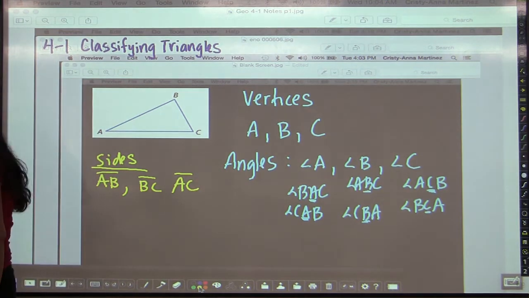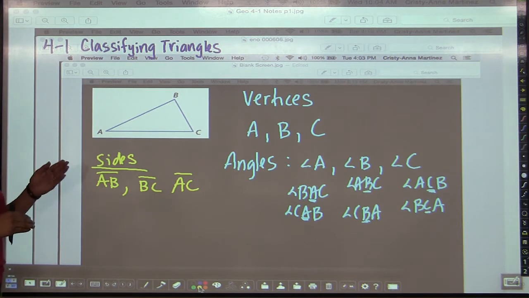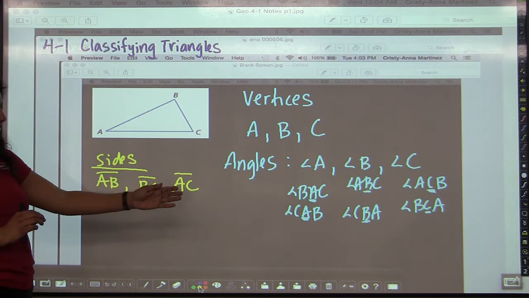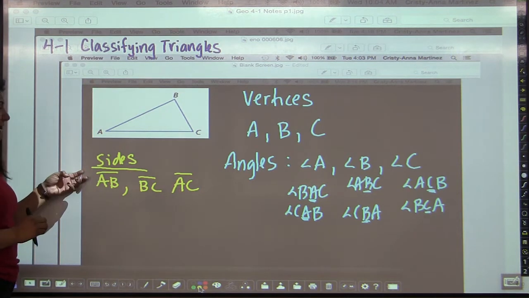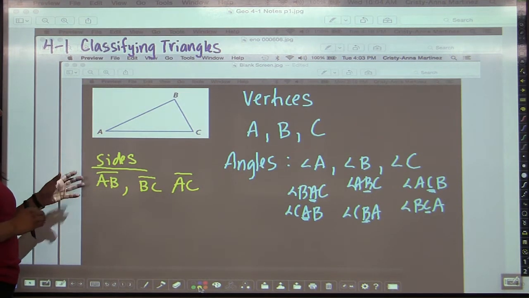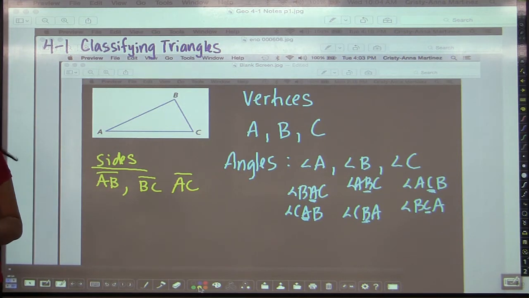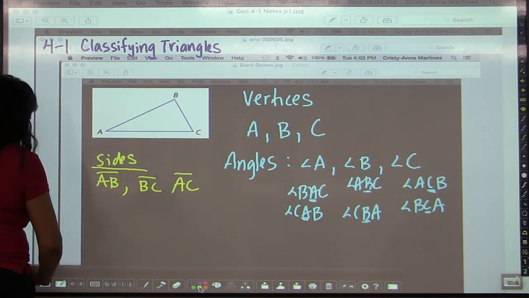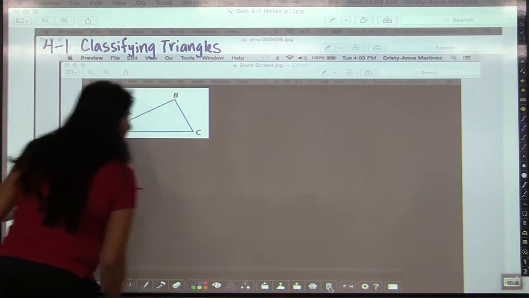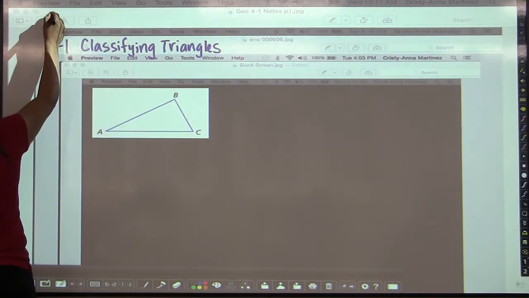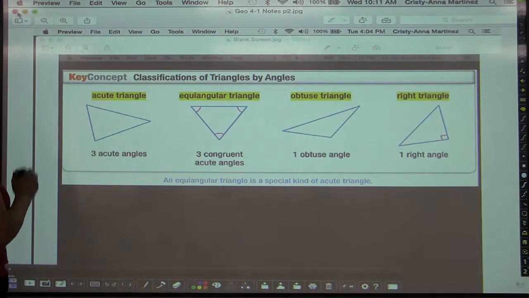Alrighty? So I just want to make sure that you know how to name the vertices. They're points, point A, point B, point C. Angles, you have different options for how to name the angles. And, of course, how to name the sides, because it's important for you to be able to do that as we move forward and classify triangles. So we can classify triangles in two ways. So let me get rid of this little slide here. We can classify them in two ways.